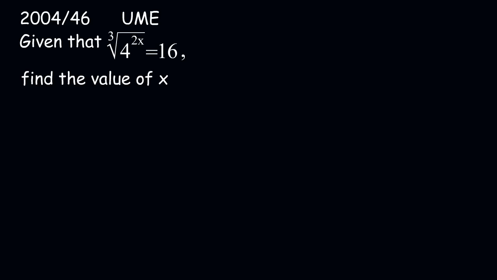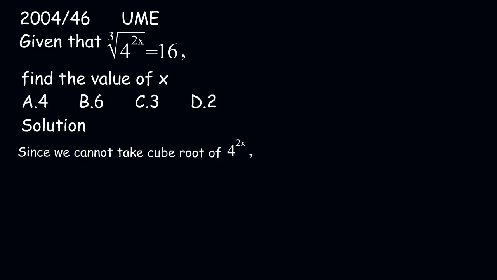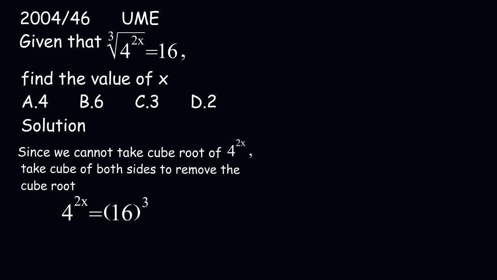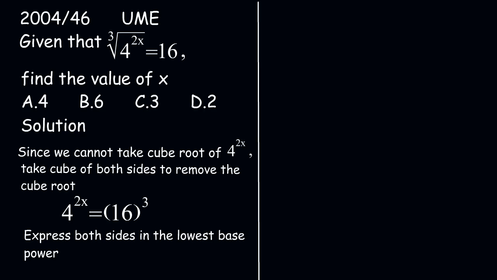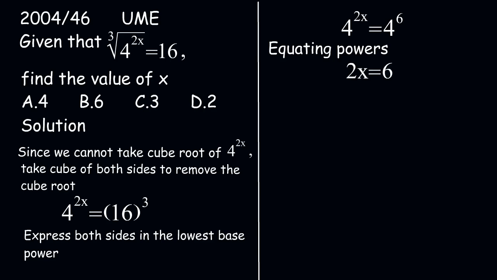It states that given that the third root of 4 raised to the power 2s equals to 16, find the value of s. Since we cannot take the cube root of 4 raised to the power 2s, we take the cube for both sides to remove the cube root. This makes our equation 4 raised to the power 2s is equals to the cube of 16. Now, expressing both sides in the lowest base power, we are left with 4 raised to the power 2s is equals to 4 raised to the power 6. Since our bases are the same, we equate the powers. That is, 2s will be equals to 6 and s will be equals to 6 over 2, which is 3.